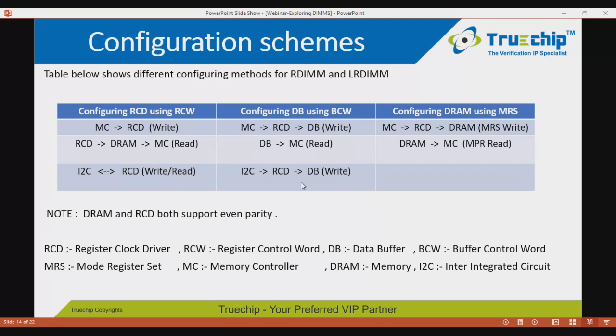Now proceeding on to configuring DRAMs using the MRS. The memory controller sends all the configuration of the DRAM to the RCD through mode register commands, that is with the help of MRS0 to MRS6. The RCD sends all the configuration further to the DRAM. The configuration set in the DRAM can be read out through the multipurpose register, that is with the help of the MPR read command. The point to be noted is both the DRAM and RCD support even parity.